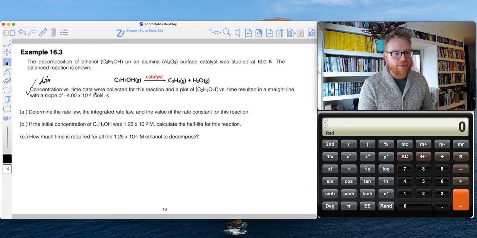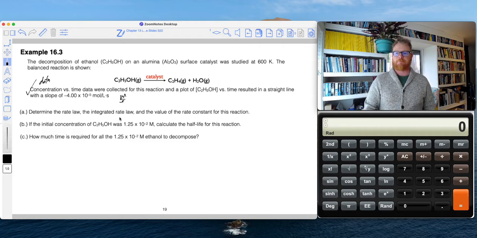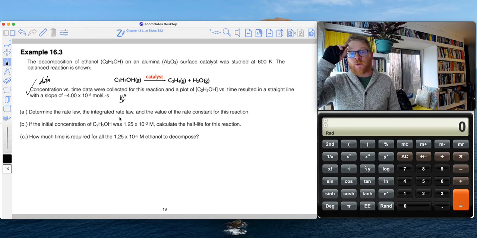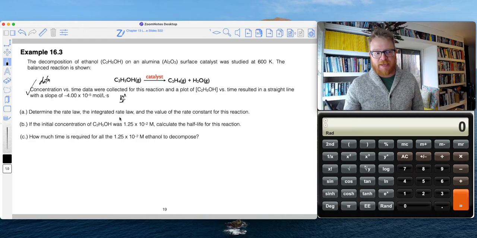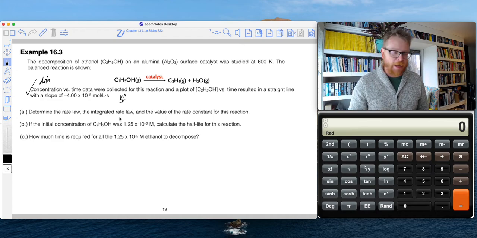Concentration versus time data were collected for this reaction, and a plot of concentration versus time resulted in a straight line with a slope of -4 times 10 to the -5th mole per liter per second, which is the same as molarity per second. That was the evidence that we needed to conclude that this has to be a zero order reaction. So A, determine the rate law, the integrated rate law, and the value of the rate constant for this reaction. So how did I know that was a zero order reaction?